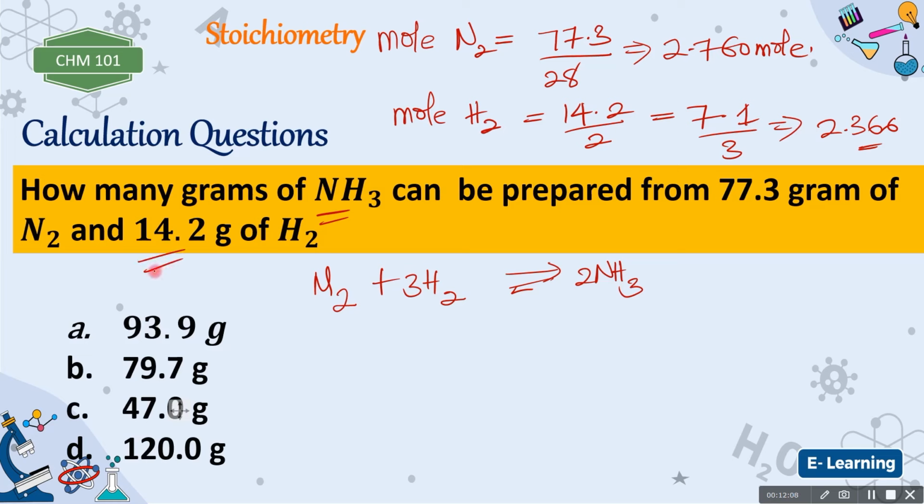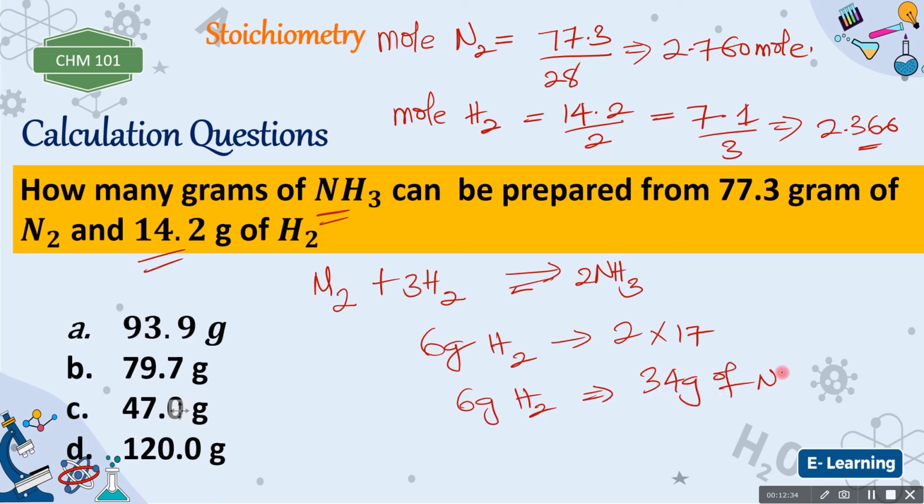So you have 14.2 grams of hydrogen. You are now going to say 3 times 2 here will give us 6 grams of hydrogen, gave us 2 times, this is 3 plus 14, 17. 2 times 17, which is 34. So 6 grams of hydrogen will give us 34 grams of ammonia.